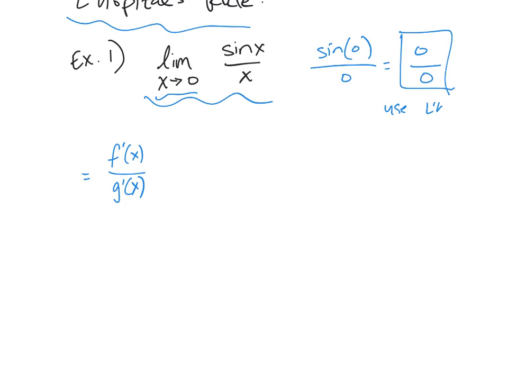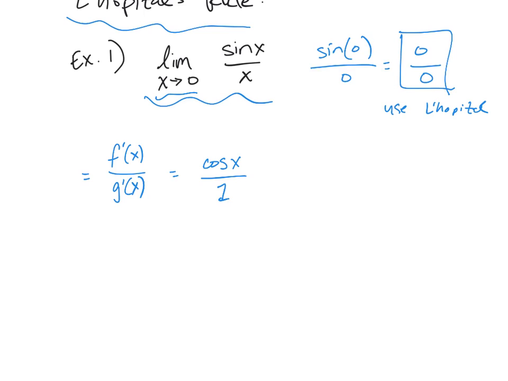Use L'Hopital. So I'm going to take the derivative of the top, and the derivative of sine x is cosine x. And the derivative of the bottom is just 1. Now I can try direct substitution again. So now let's think as x approaches 0.